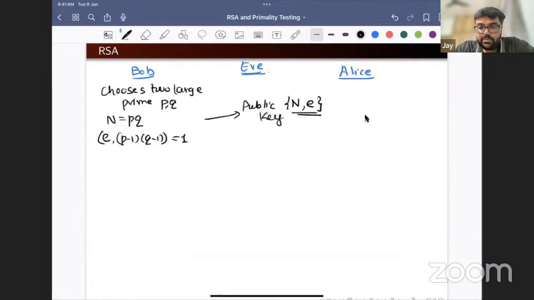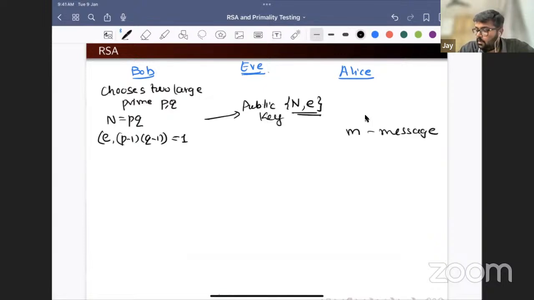Of course, the primes are very secret. Nobody should know the primes, otherwise this algorithm fails. Everyone can break it and see the messages. Now Alice wants to send a message to Bob. So Alice has a message, and we always have many ways of converting a message into a number. So we always consider the message as a number.